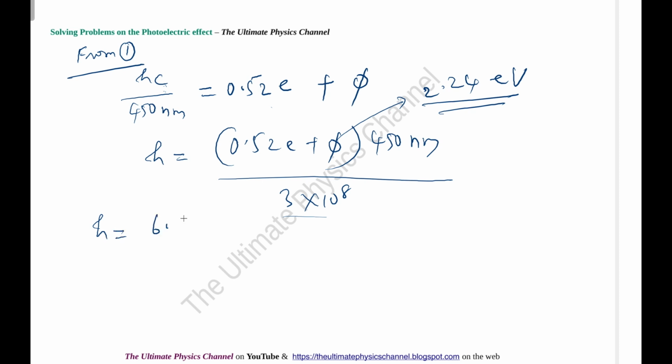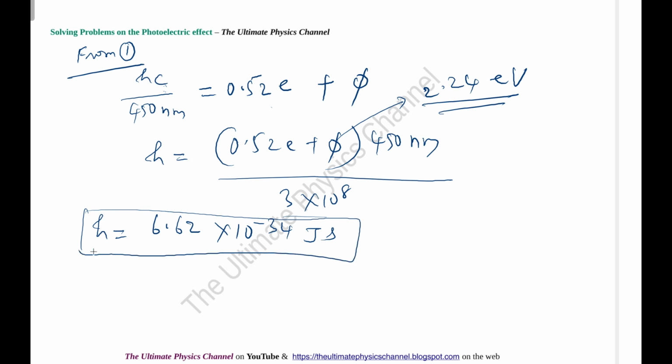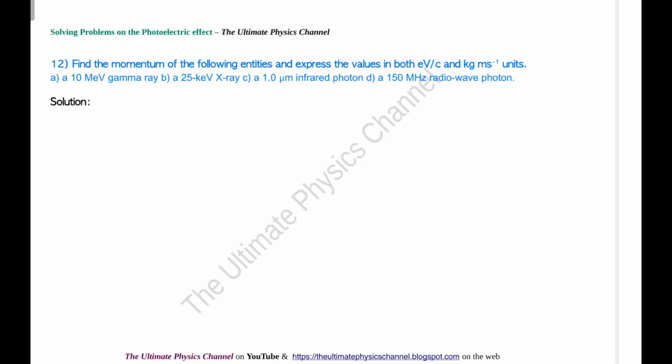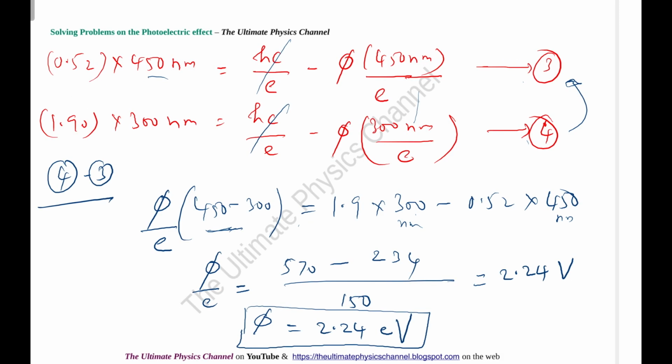So we get 6.62 into 10 power minus 34 joule seconds, Planck constant. So we get very close to the actual value. Right. So let's move to the next one.